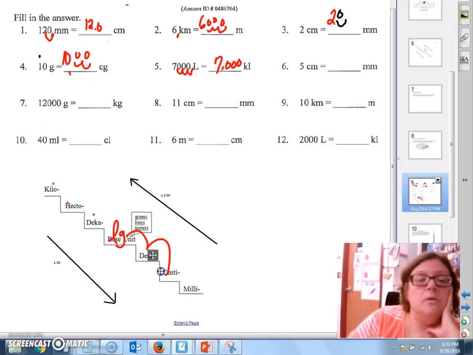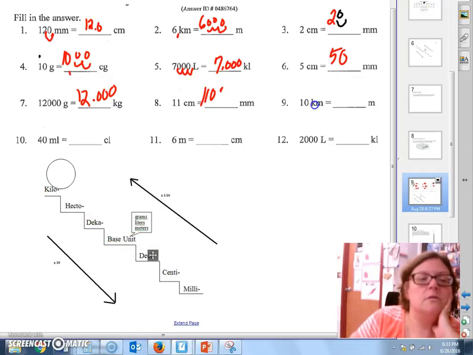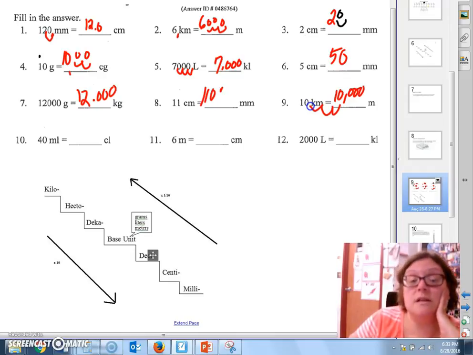5 centimeters to millimeters. Centi to milli. We're going 1 to the right. 50. 12,000 grams to kilograms. We're going 1, 2, 3 to the left. 12 kilograms. 11 centimeters to millimeters. 1 to the right. 110 millimeters. 10 kilometers to meters. Here's kilo, kilometers to meters. We're going 3 to the right. 1, 2, 3. 10 kilometers, 10K, is the same as 10,000 meters.